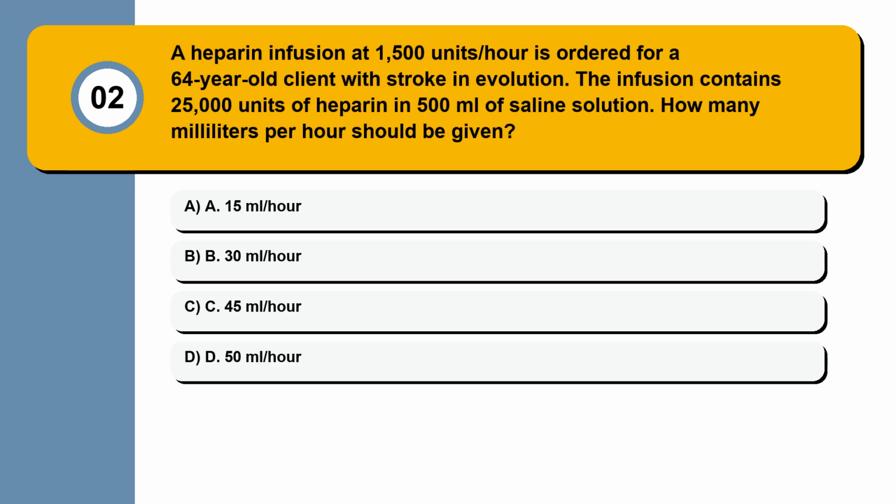Question 2. A heparin infusion at 1,500 units/hour is ordered for a 64-year-old client with stroke in evolution. The infusion contains 25,000 units of heparin in 500 milliliters of saline solution. How many milliliters per hour should be given? A. 15 ml/hour. B. 30 ml/hour. C. 45 ml/hour. D. 50 ml/hour.